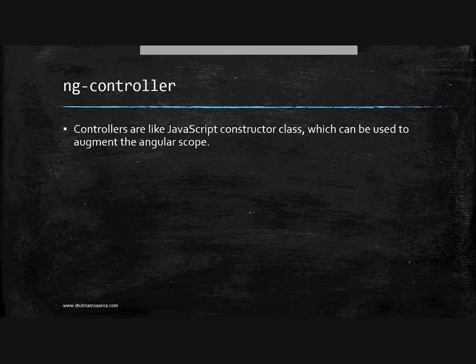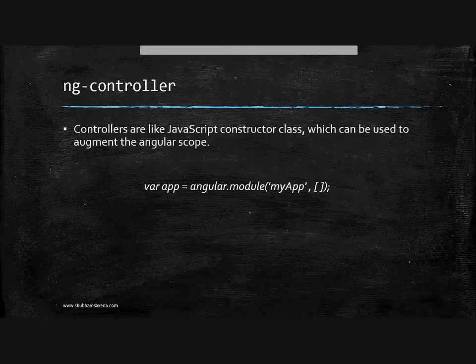Like in this example, we had some text box where nothing was displayed. But if you want to have some initial values for it, like you used to have a constructor class in JavaScript or C programs, you can use these controllers to instantiate your objects. Like ng-model, in that example we have ng-model user. If you want to have an initial value for that, you can set that in the controller.